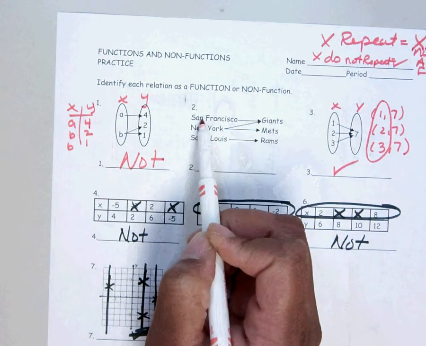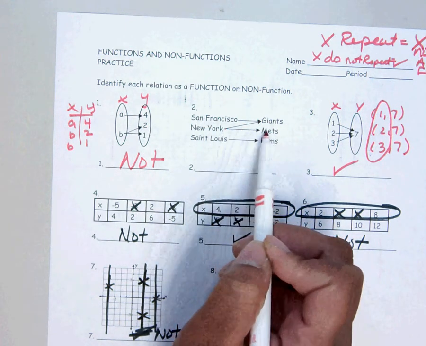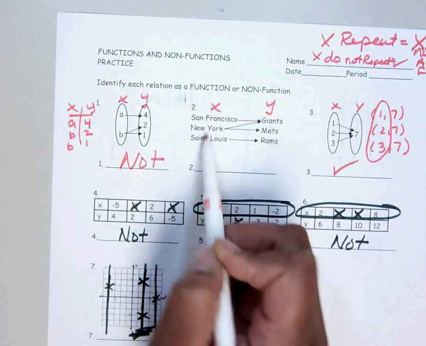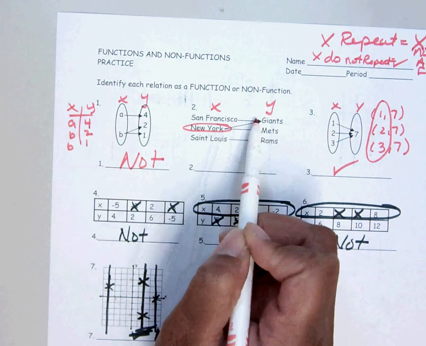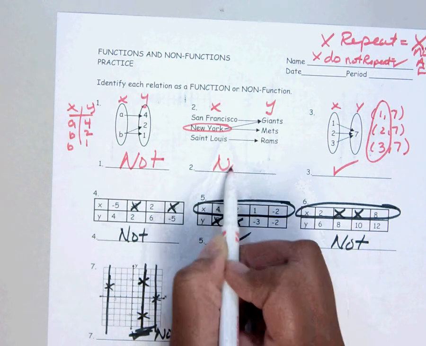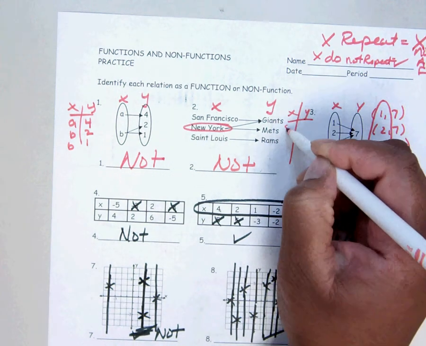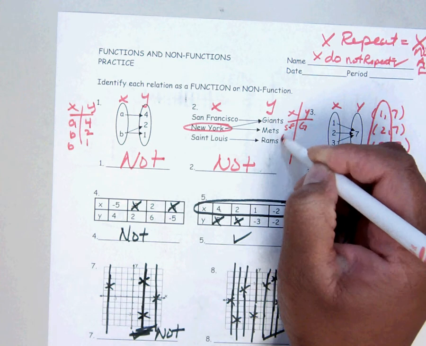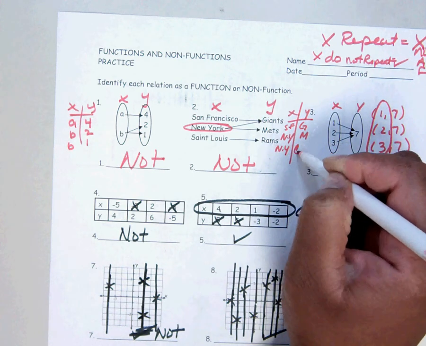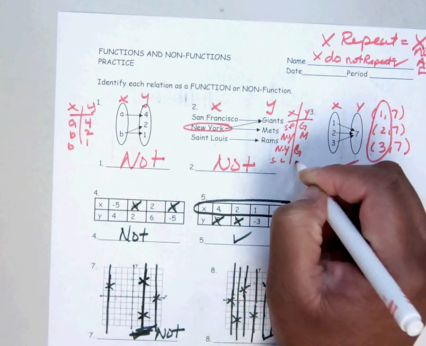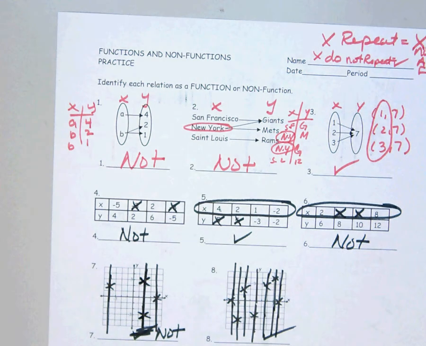And for this one, San Francisco is going to the Giants. New York is going to the Giants and the Mets. And so if we assume that this is X and this is Y, which is what we're asking you to do, can New York go to the Giants and the Mets? No, so this is not a function, because that means New York is repeating. How do you know? Make your table. San Francisco to the Giants, New York to the Mets, New York to the Giants as well, and then St. Louis to the Rams. See, the x value is repeating, so that's not a function.